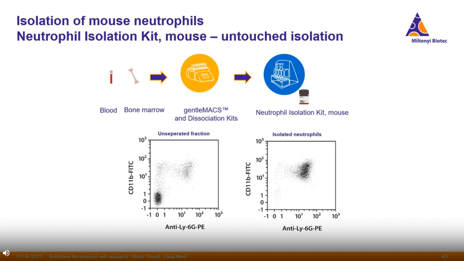The neutrophil isolation kit is an alternative option to the anti-LY6G MicroBeads UltraPure if you are interested in obtaining untouched mouse neutrophils, since in this kit the untarget cells are magnetically depleted and the target cells are isolated without magnetic labeling. Again, here the cells before isolation and the isolated neutrophils are shown.